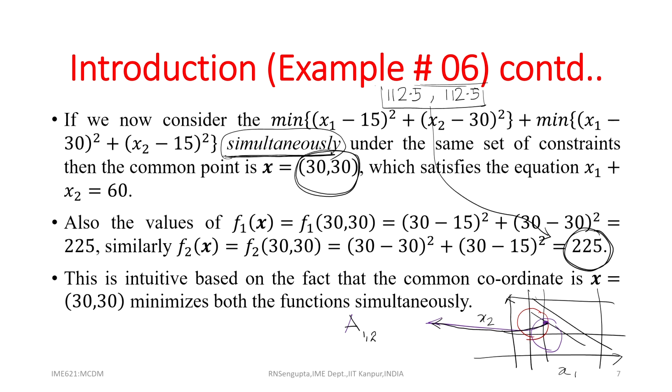So, for the minimum for f1, which was denoted by A1, was some x1 star, the values I have repeated many times. So, I am going to repeat it again.